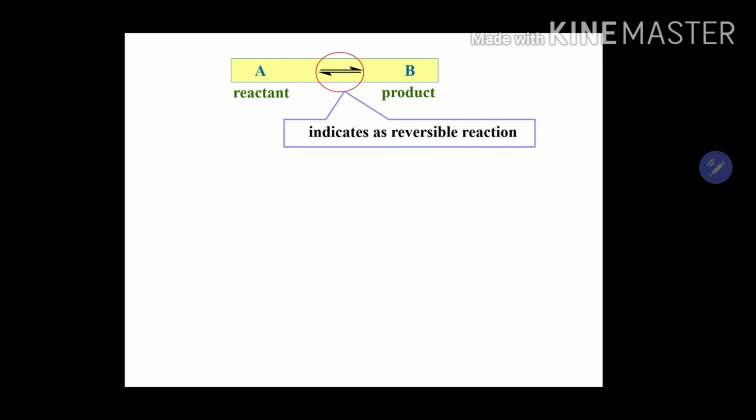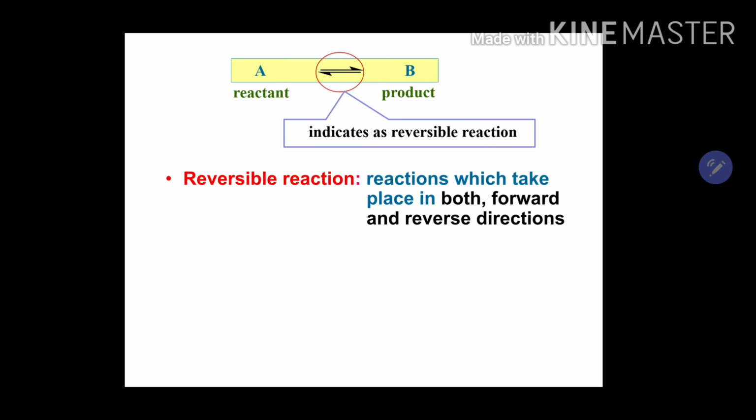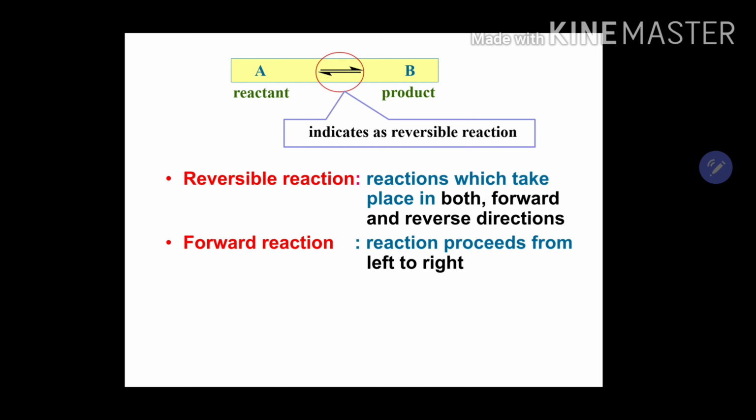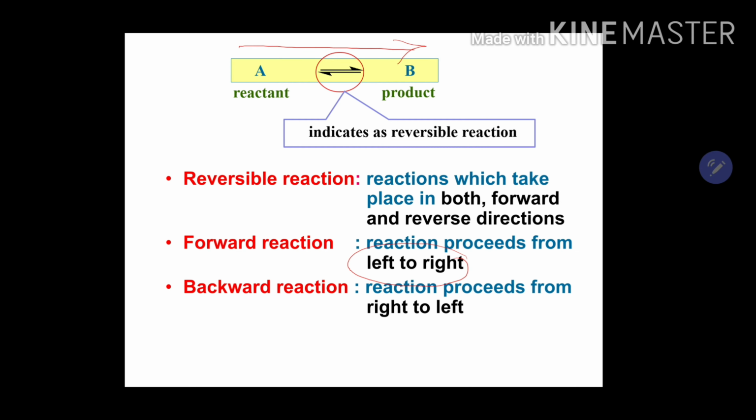So what is a reversible reaction? Again, the reaction which takes place in both forward and reverse direction. So what is forward reaction? Reaction that proceeds from left to right. While backward reaction is the reaction that proceeds from right to left.